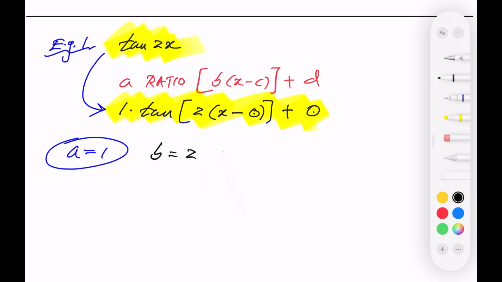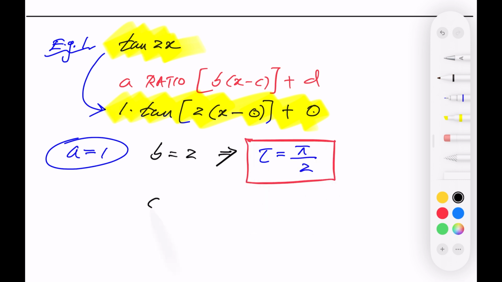B is equal to 2 means what should be the period? The period tau is defined for tangent and cotangent functions as pi over b. Therefore, it should be pi over 2. We found the period for this function. What's the phase shift? The phase shift is given by c. C is equal to 0, which means there's no phase shift.